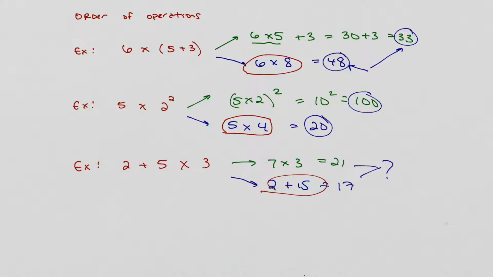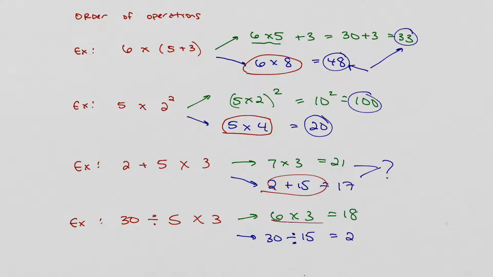All right, let's look at one more example. What about 30 divided by 5 times 3? There are only a couple of ways we could do this. I could do the 30 divided by 5 part first, which gives me 6, and then I've still got the times 3, so 6 times 3 gives me 18. Or I could do the 5 times 3 part first, which would be 30 divided by 15, which gives me 2. In this case, that is your right answer.